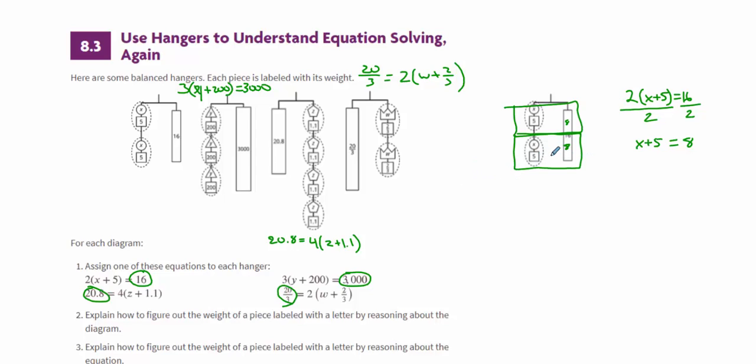Now on my diagram, if I take away 5 here and I take away 5 here, I end up with 3. So 1x is equal to 3. On my equation, if I do that, I'm going to take away 5, take away 5, and I end up with x being equal to 3.